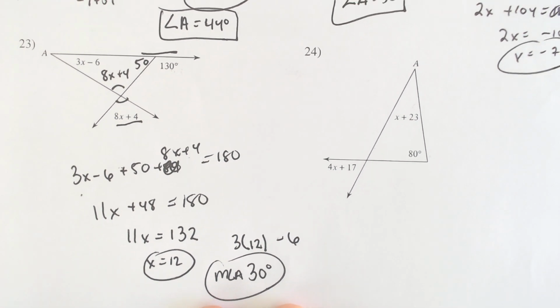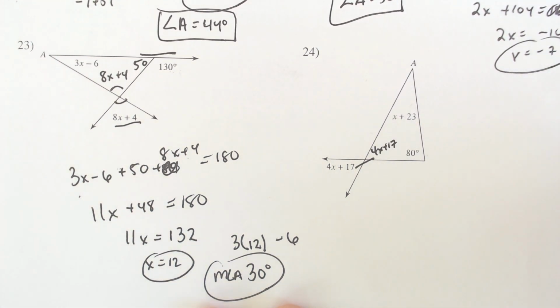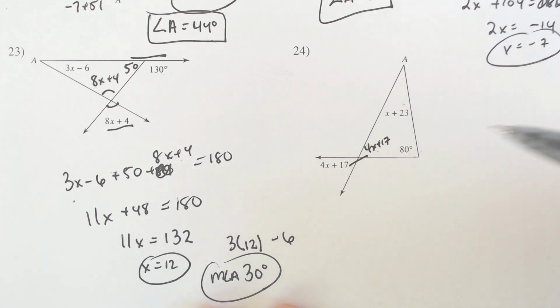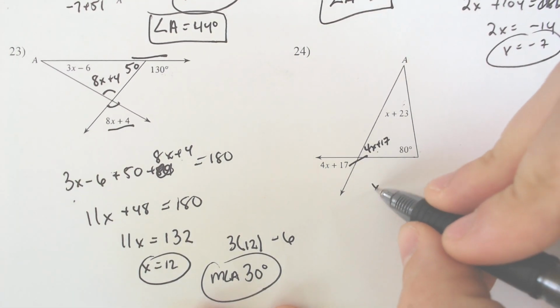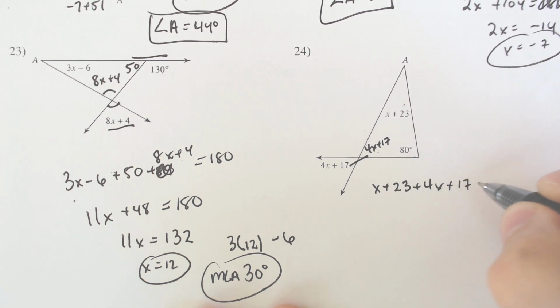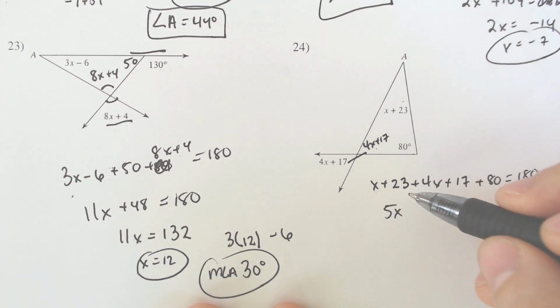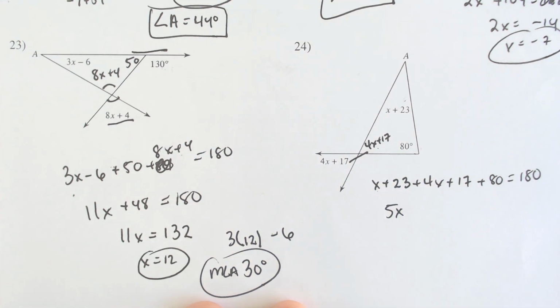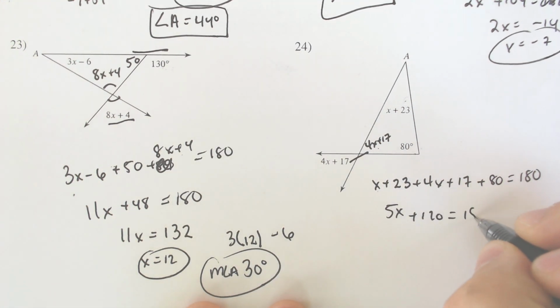The very last problem. A vertical angle can be filled in here for that 4x plus 17. They are right across from each other. Now you have 3 angles on the inside of this triangle. So then they can be combined. When we combine them, we have to equal them to 180. All of the interiors add to 180. x and 4x makes 5x. 23 and 17 and 80 makes a number. 23 plus 17 plus 80 ends up being 120, equals 180.